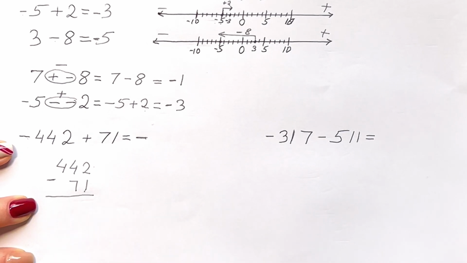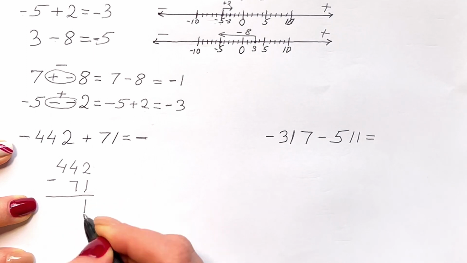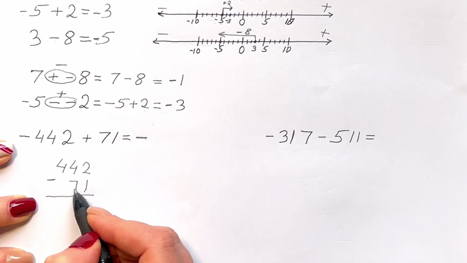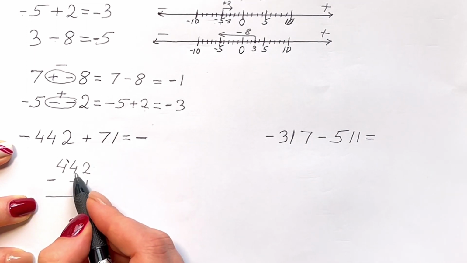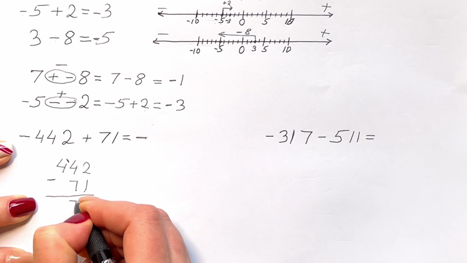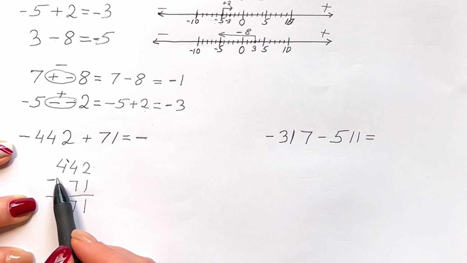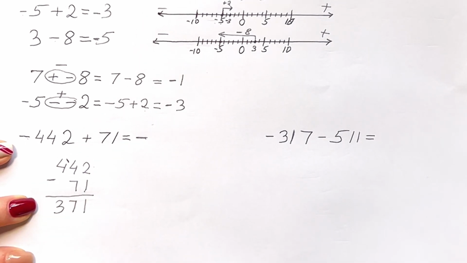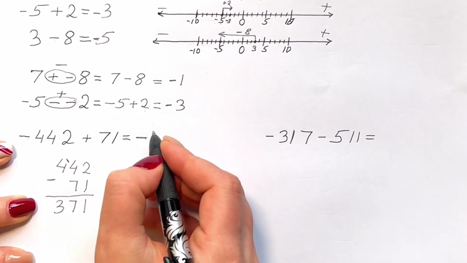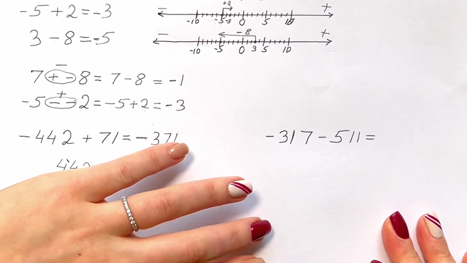That's it. I just have to do subtraction. 2 minus 1 is 1. 4 minus 7, I can't do that. I'm gonna borrow. This is gonna become 14. 14 minus 7 is 7. Now, because there's a borrowing sign on the top of this 4, it's 3. 3 minus nothing is 3. So if you didn't check my subtraction video, I suggest you do that. Okay, the answer will be negative 371.